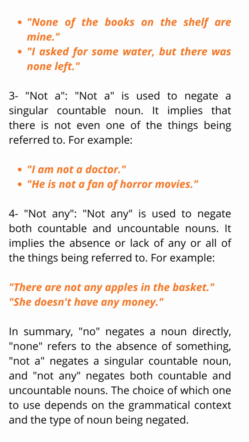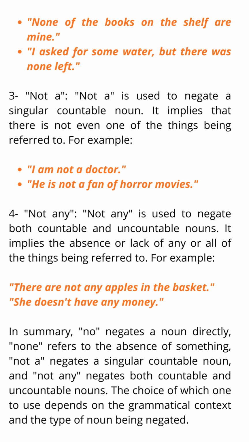4. Not any. Not any is used to negate both countable and uncountable nouns. It implies the absence or lack of any or all of the things being referred to. For example, there are not any apples in the basket. She doesn't have any money.